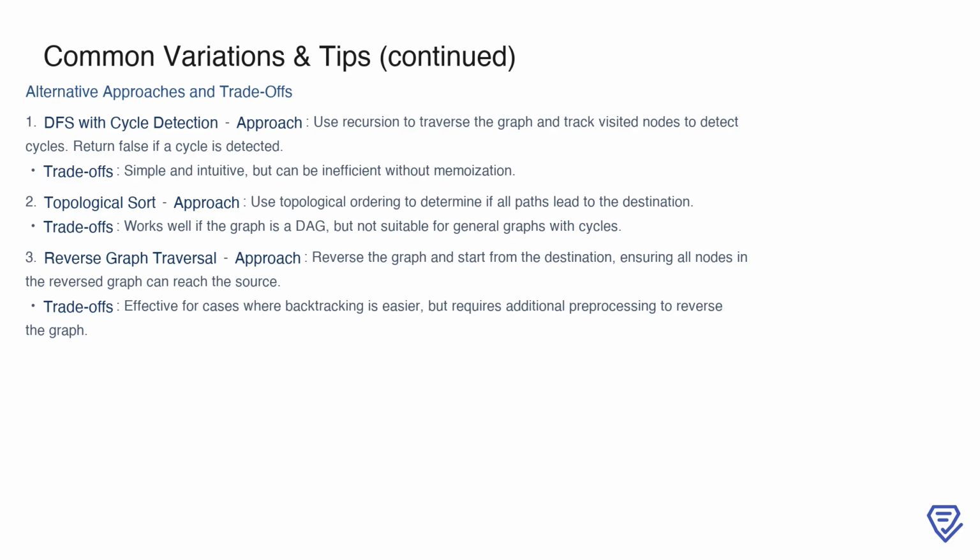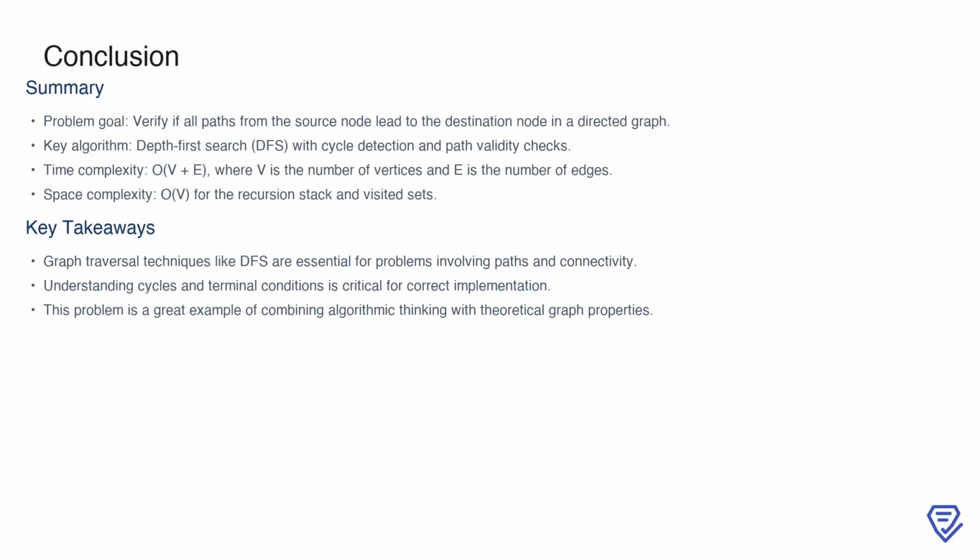Finally, reverse graph traversal is an interesting alternative. By reversing the graph and starting the traversal from the destination, you can ensure all nodes in the reversed graph are reachable from the source. While this method can simplify backtracking in some cases, it requires pre-processing to reverse the graph, which adds an extra step to your solution. Understanding these approaches and when to use them will help you choose the most effective solution for this problem. Great job!